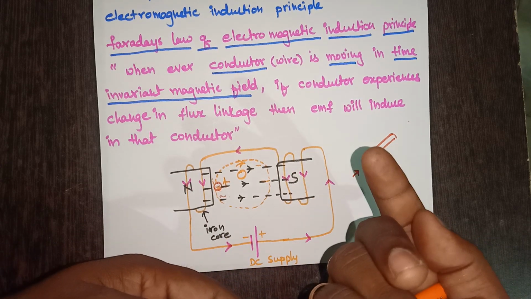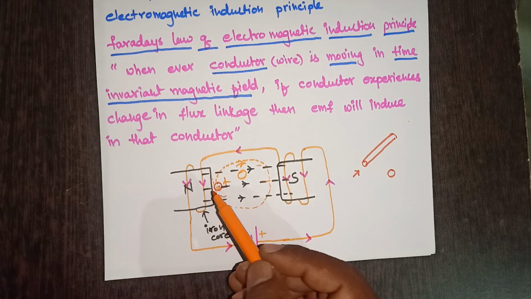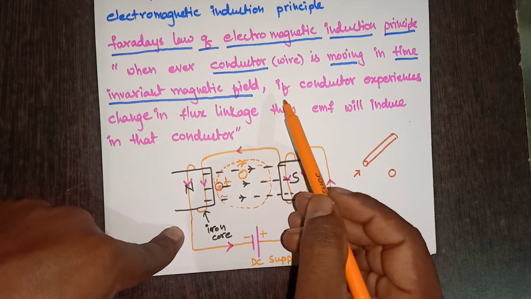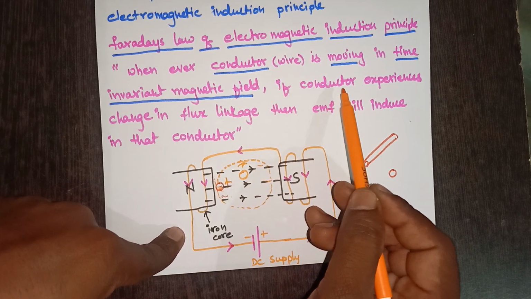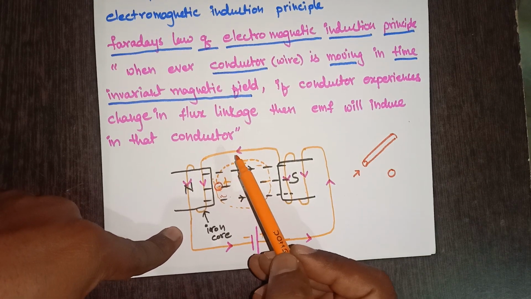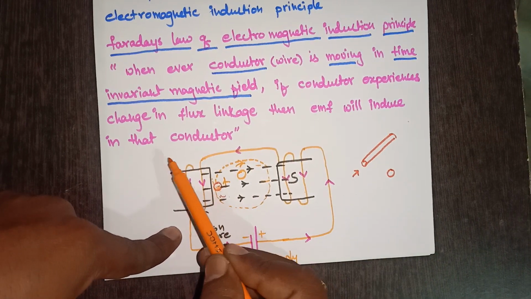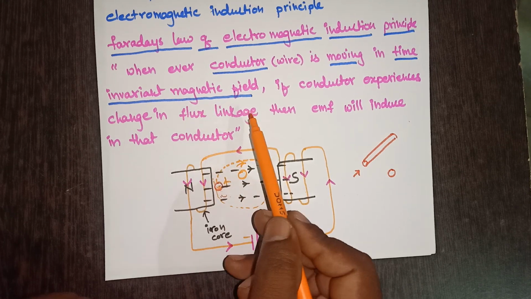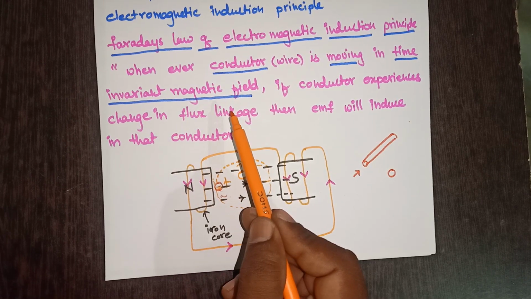There is no change in flux linkages. Therefore, I can say whenever a conductor is having change in flux linkages, right? The statement here tells that if a conductor experiences change in flux linkages, then only EMF will induce in that conductor. So here we need to understand that flux linkage is different, change in flux linkage is different, right?